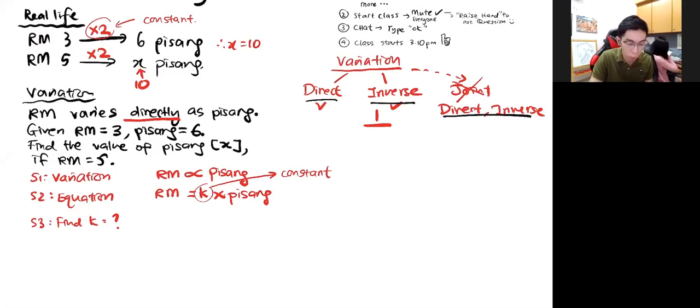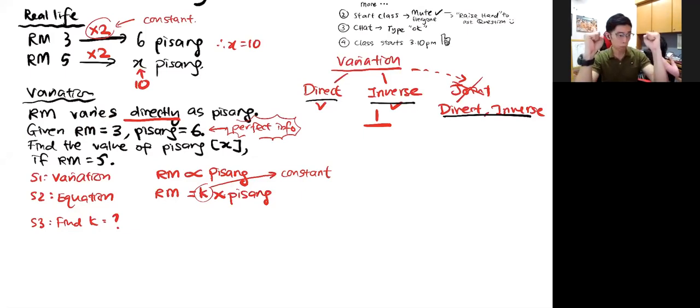Look at our information. I read the information now. RM varies directly as pisang, already explained in detail using baby steps. Kind of boring already. So given RM equals 3, pisang equals 6. So this part I'll be writing. This is the perfect info. What do I mean by perfect info? By the way, in your textbook, you don't have this word perfect info. It's just that I tell you only. Perfect info means you get your unknown RM and your unknown pisang's number. Because when you put the two numbers inside, then it means you can solve for K already. If let's say you have only RM as your number, which is 3, then pisang you have no value.